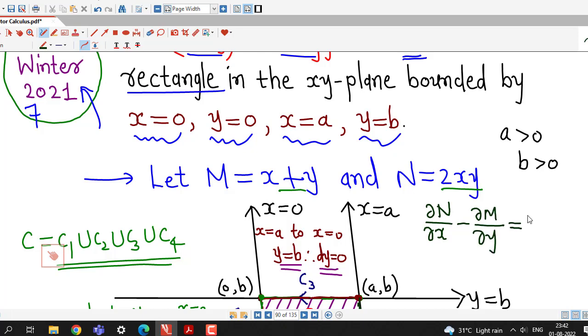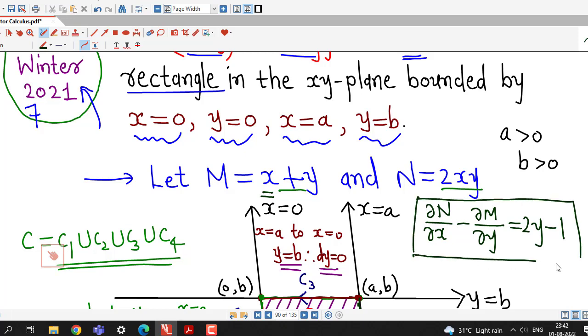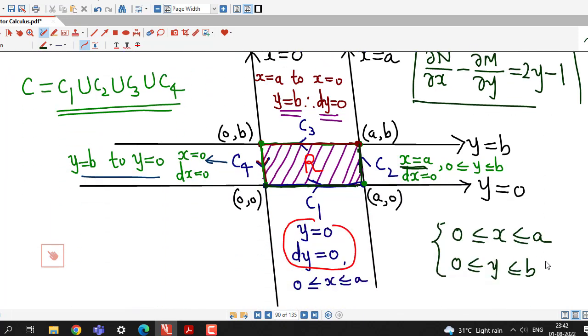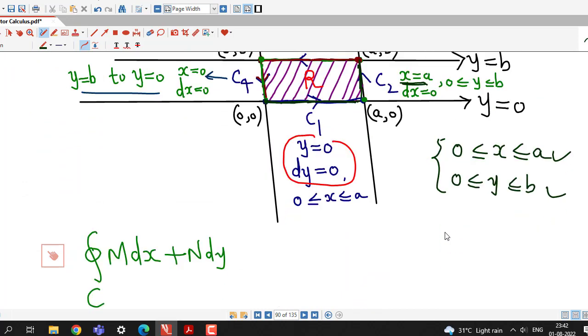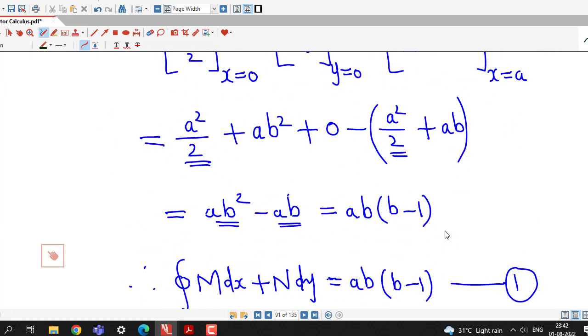Del n by del x means derivative of x with respect to x considering 2y as constant. So 2y constant, derivative of x is 1, minus del m by del y means derivative of x, which is 0, derivative of y. So del n by del x minus del m by del y is 2y minus 1, and limits of x and y are from x is from 0 to a, y is from 0 to b.